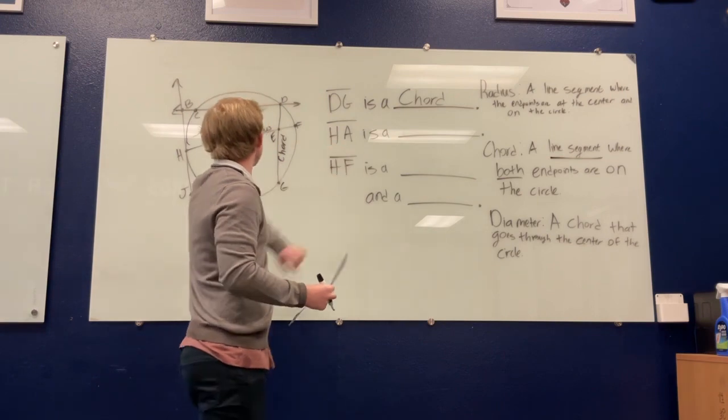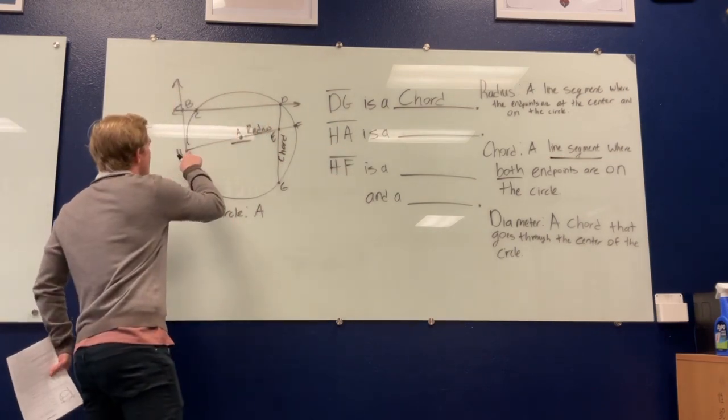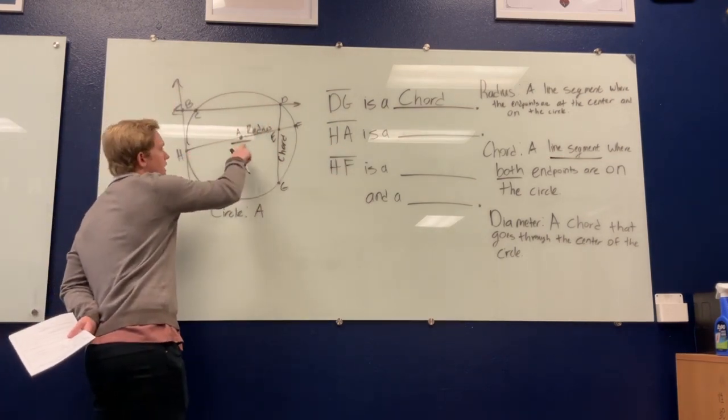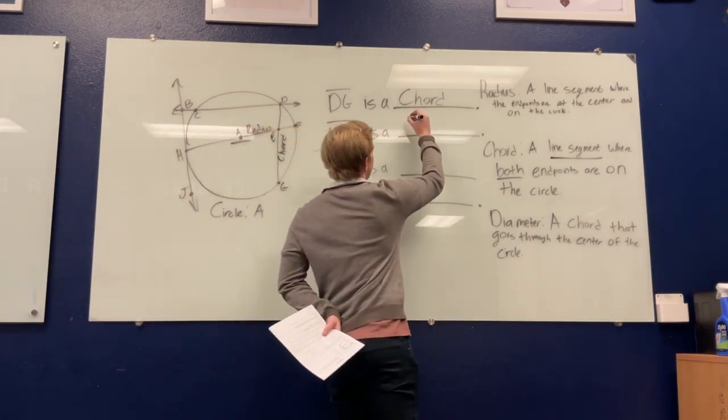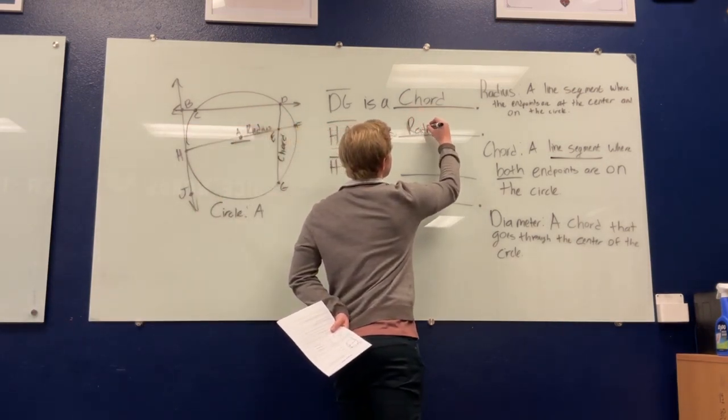Additionally, let's look at HA. HA we see has a point that's on the outside and on the center. So we're going to call this a radius.